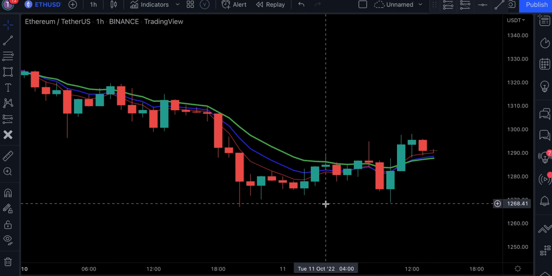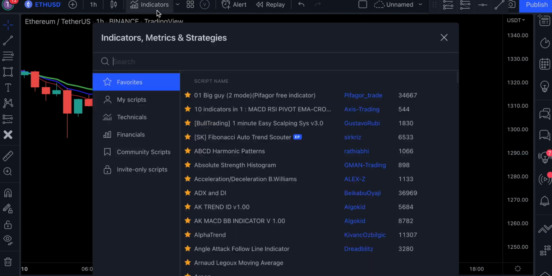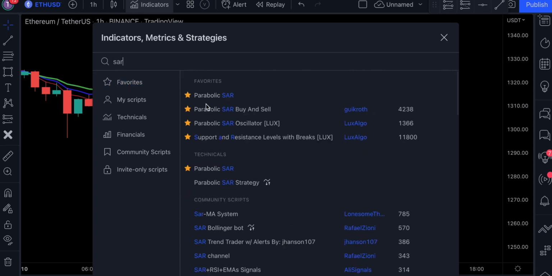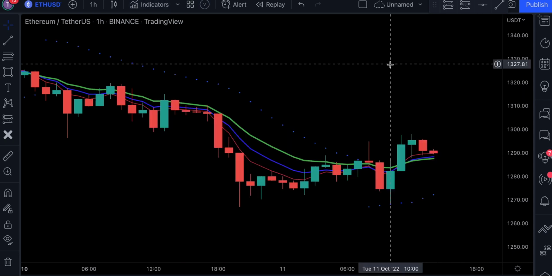And finally, let's add another indicator to the chart. We're going to be searching for parabolic SAR. Alright, the setup is ready, now let's understand the trading rules.